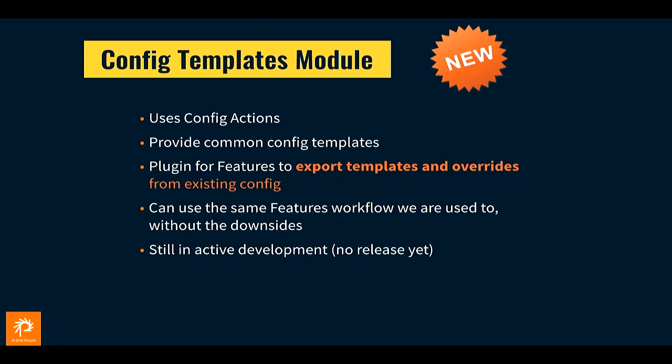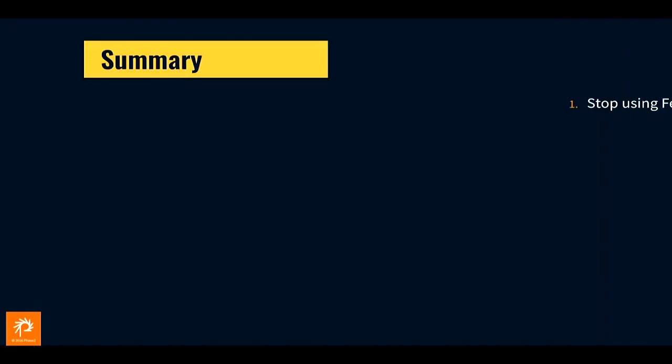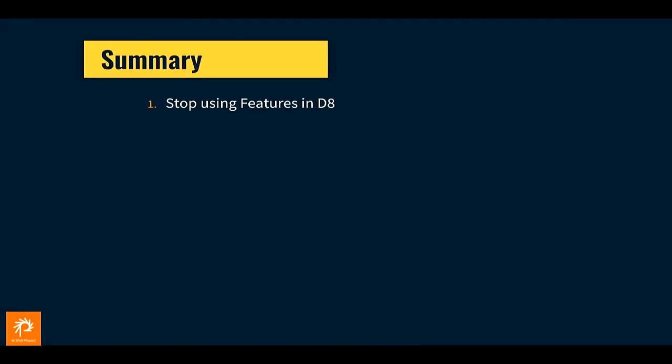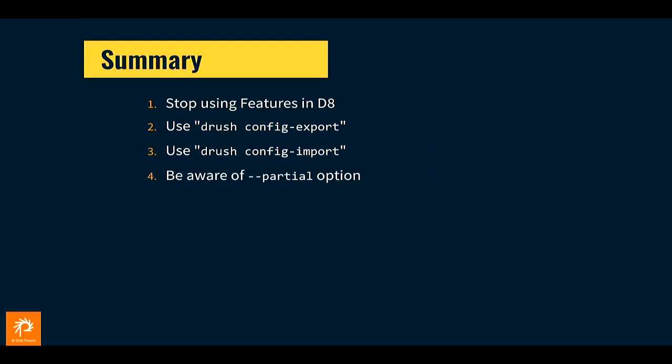I'd love feedback on either of those modules in the issue queue. So to summarize, stop using features, please. I won't be upset, I promise. One less issue queue for me to look at. Go ahead and use the built-in configuration, config export, config import. Try to stay away from that partial option. I've seen it on a fair number of projects that I've looked at. So take a look at, understand why you're using it and get rid of it if you can.